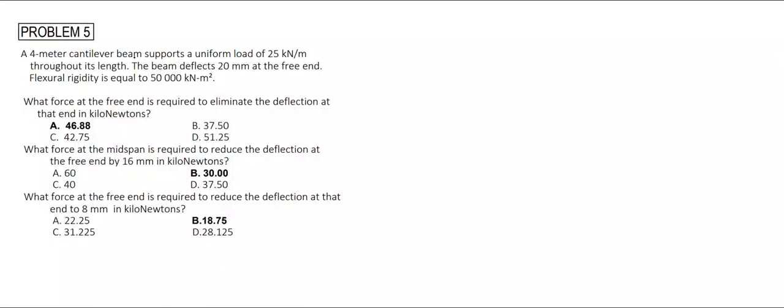A 4-meter cantilever beam supports a uniform load of 25 kilonewtons per meter throughout its length. The beam deflects 20 millimeters at the free end, given a flexural rigidity equal to 50,000 kilonewton meters squared.